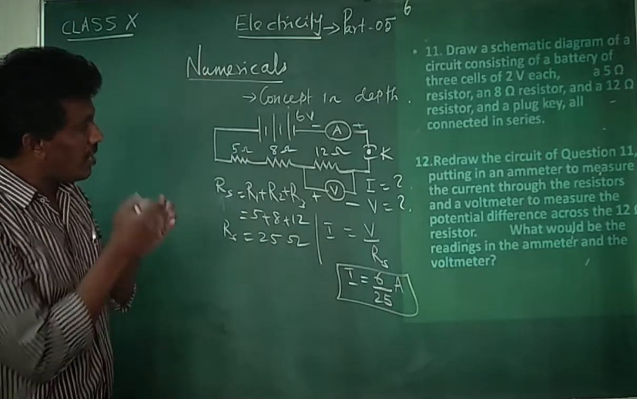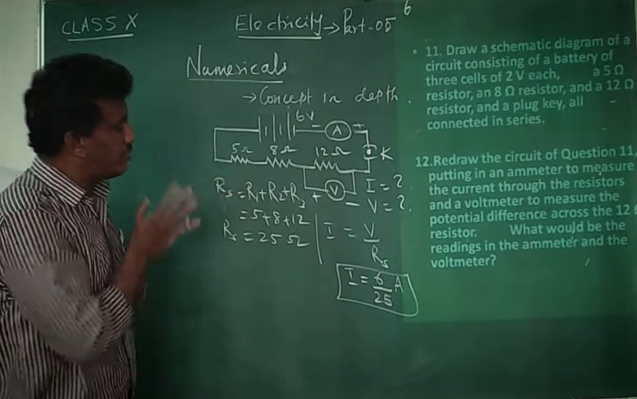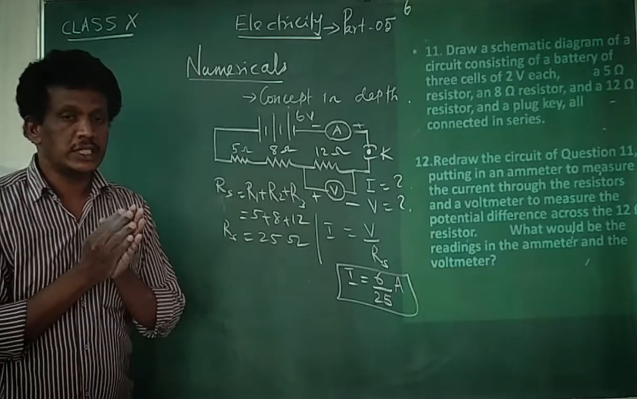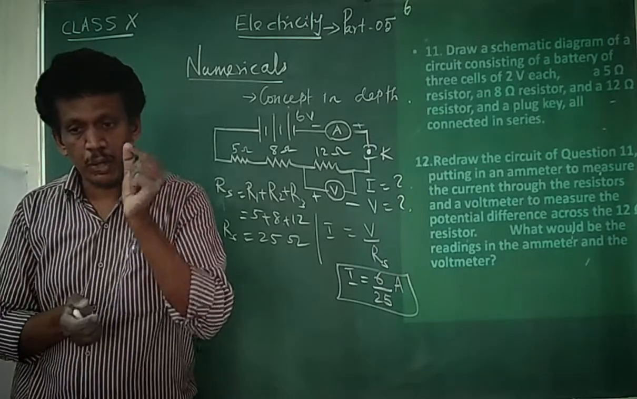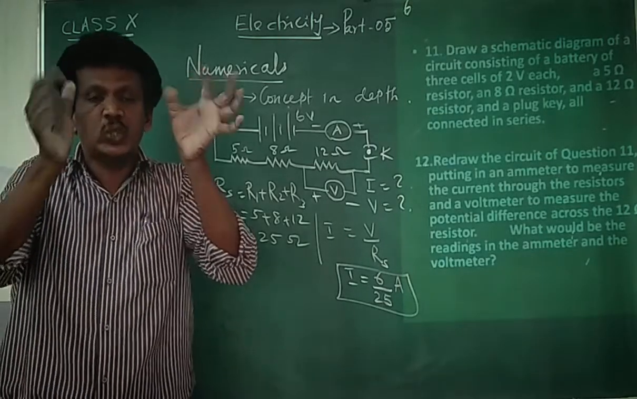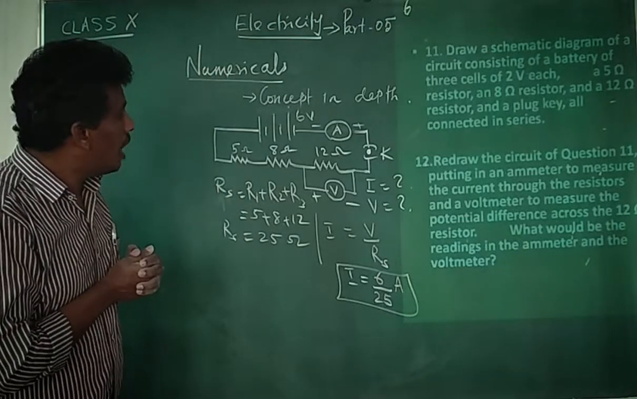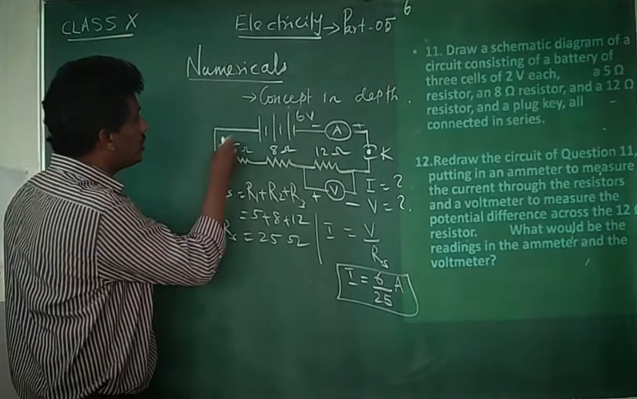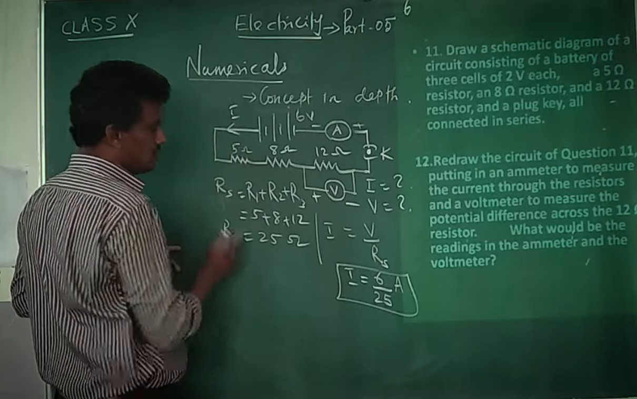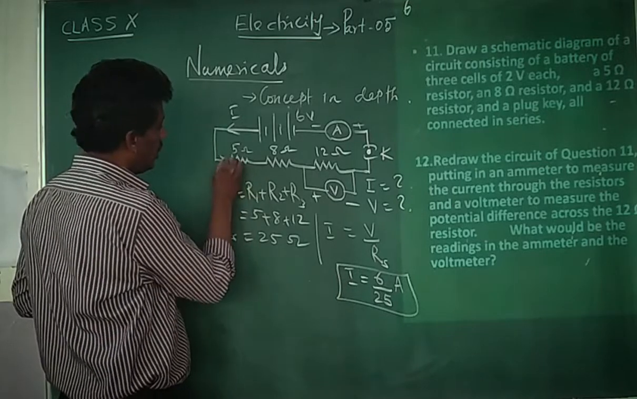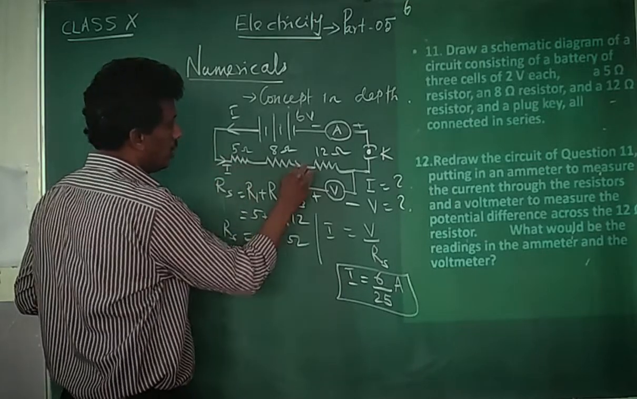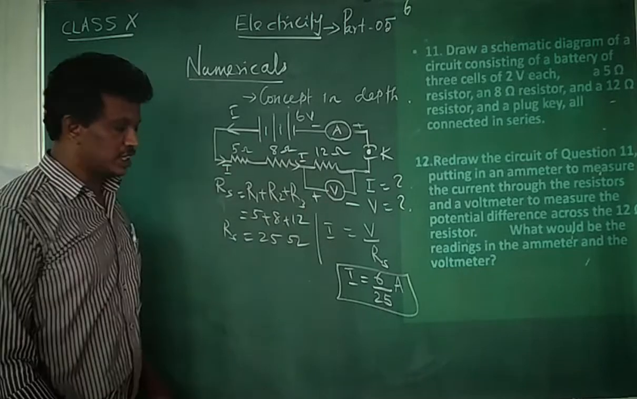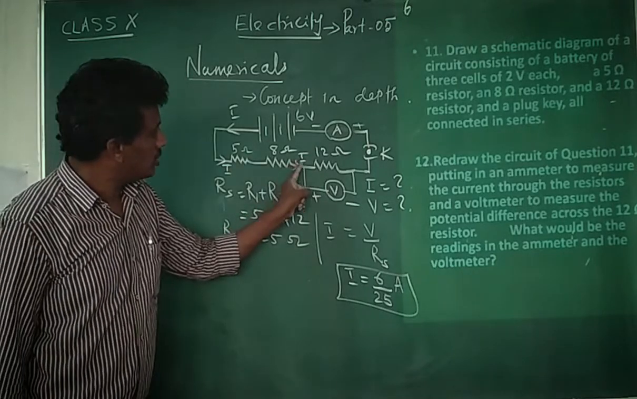But the voltmeter, where is it connected? It's not just to calculate V. Don't do that. Because in a series combination, whenever they are asking the potential difference across 2 points you specify, where do you want to find out? Now you see, what is the current? 6 by 25. Here how much current? Same. Here how much current? Same. 6 by 25. So what is the current here?